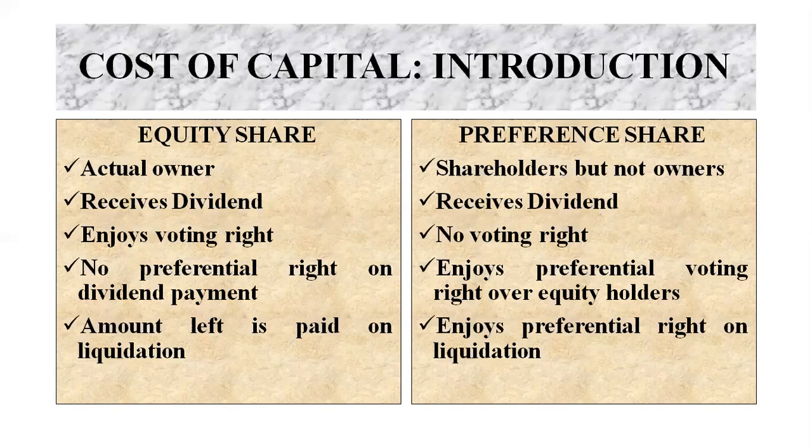But both of them receive dividend. Now, preferred shareholders have some preferential right over equity shareholders. Let us see what are the preferential rights. They enjoy the right at the time of getting dividend. They have to get the dividend at a predefined rate before the amount is paid to the equity shareholder. After paying the dividend, whatever amount is left, that is paid to the equity shareholder. And finally, when the company is in liquidation, then the preferred shareholders are paid first, then the balance amount is paid to the equity shareholders.